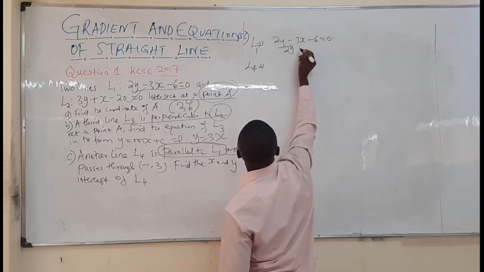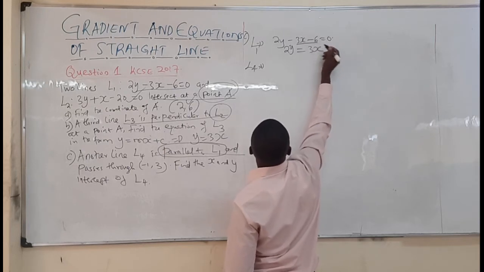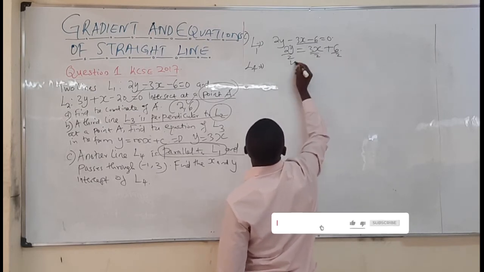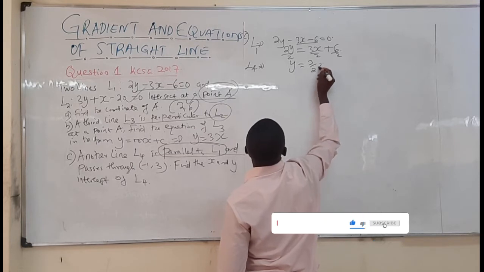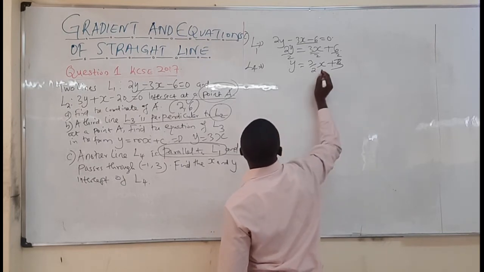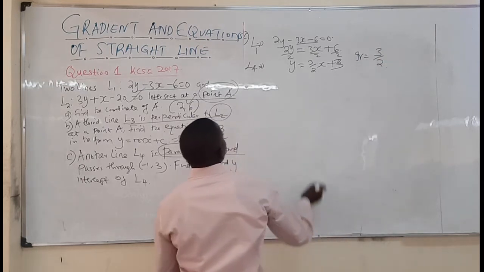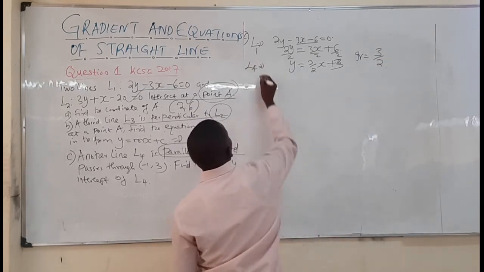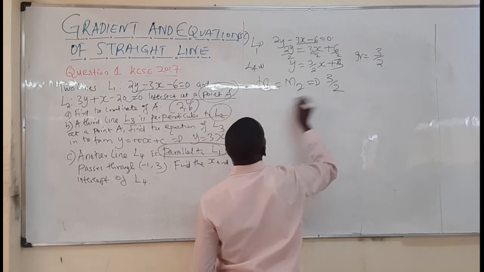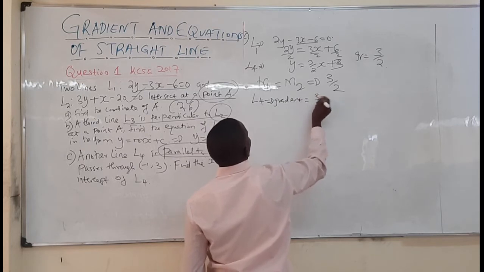So 2y will be equal to 3x plus 6, taking these to the other side. Then you divide by 2 everywhere to get y is equal to 3 over 2 x plus 6 over 2, which is 3. So our gradient of line 1 is 3 over 2. Now, if that is the gradient of line 1 and they are parallel, you know that m1 is equal to m2. For parallel lines, it should be 3 over 2. So line 4's gradient is equal to 3 over 2.